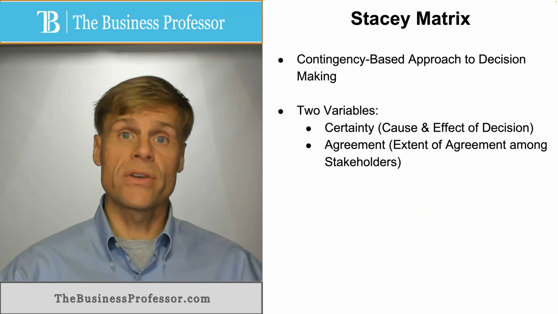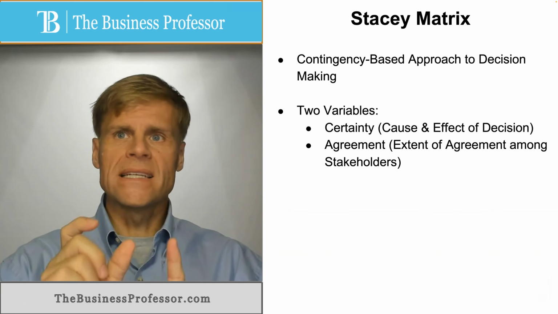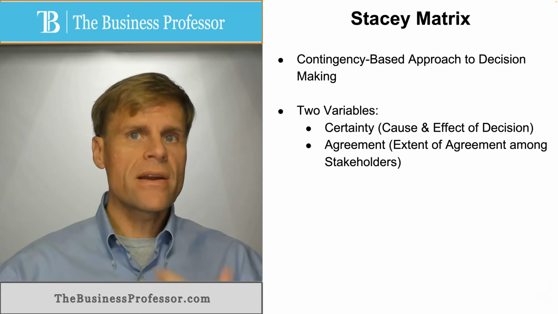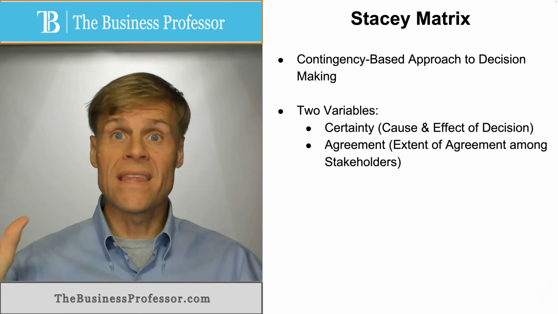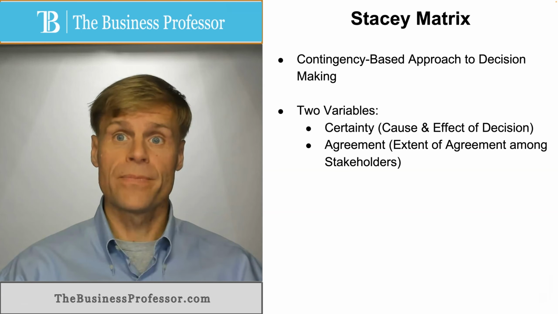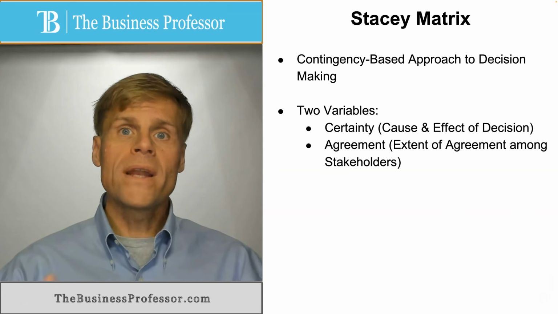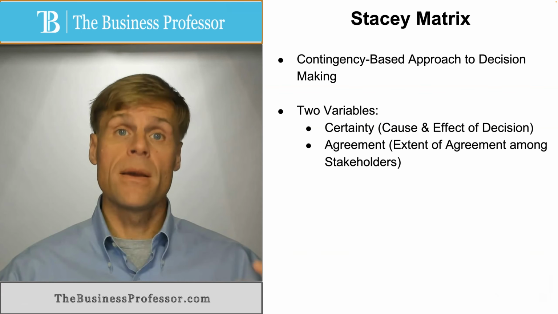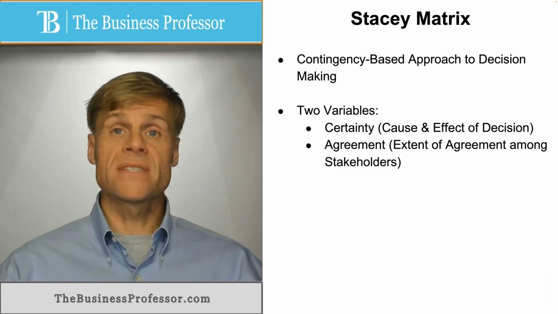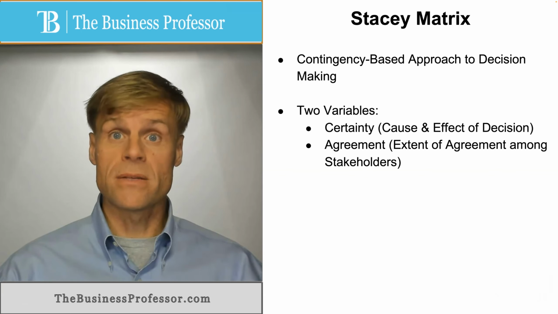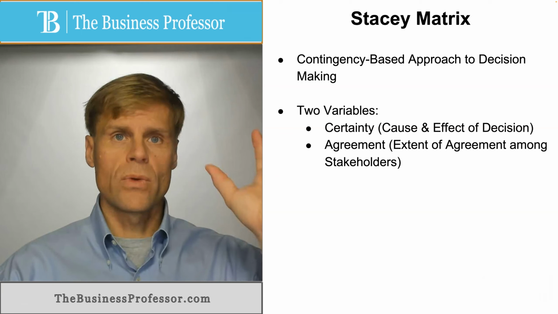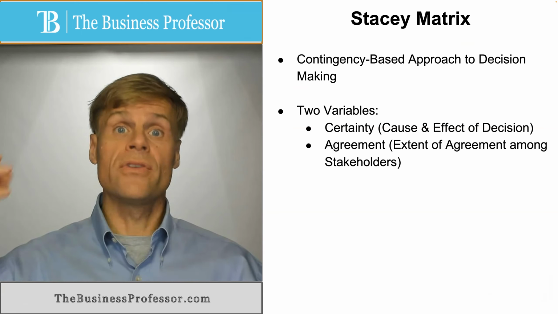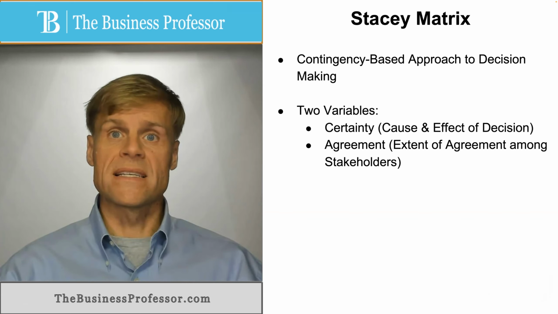Number one, certainty. That is, how closely linked is the decision and the ultimate outcome? Is there a high degree of certainty in what the outcome will be for any given decision? On the other side, what is the level of agreement that you have among all stakeholders who will be affected by the decision? And the definition of stakeholders can be broadly defined based upon the situation or scenario. So, level of certainty, the cause and effect of the decision, and the degree of agreement between the existing stakeholders.